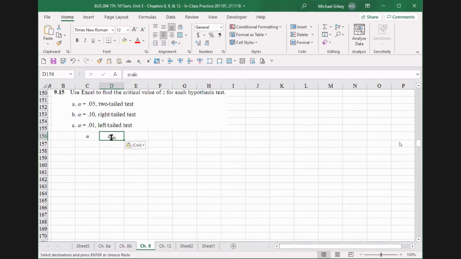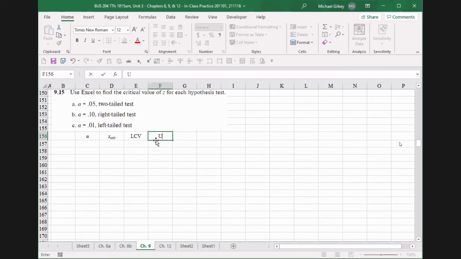Okay. So I believe they usually refer to this as the critical z value, z-crit. I usually like to refer to them in terms of lower critical values and upper critical values. So they'll usually use this, and I like to use mine because I think it's more descriptive and a better indication of what we're doing.